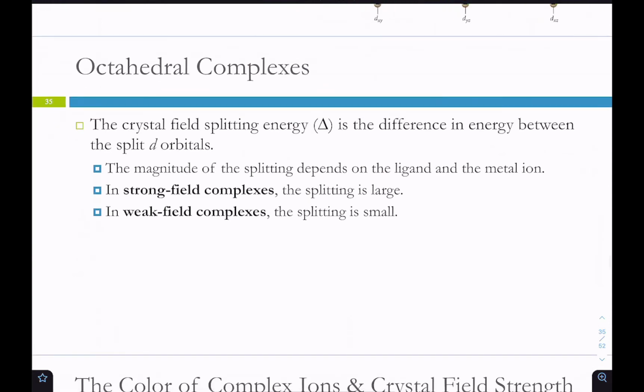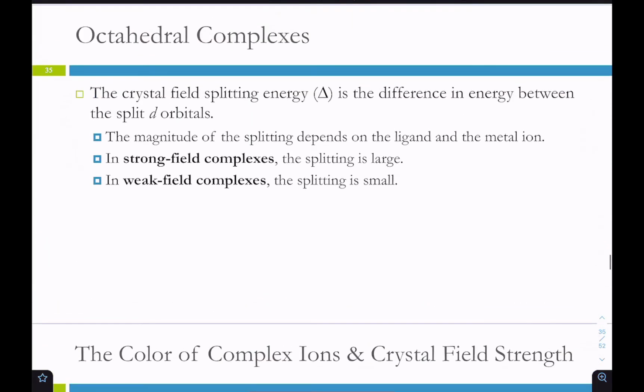So that magnitude of the splitting is going to depend on a few things. We have strong field complexes and weak field complexes. So strong field complexes, the splitting is large. And we're going to get a list of all of those complexes. It's mostly the nitrogen compounds. And it's going to be the less electronegative ligands.